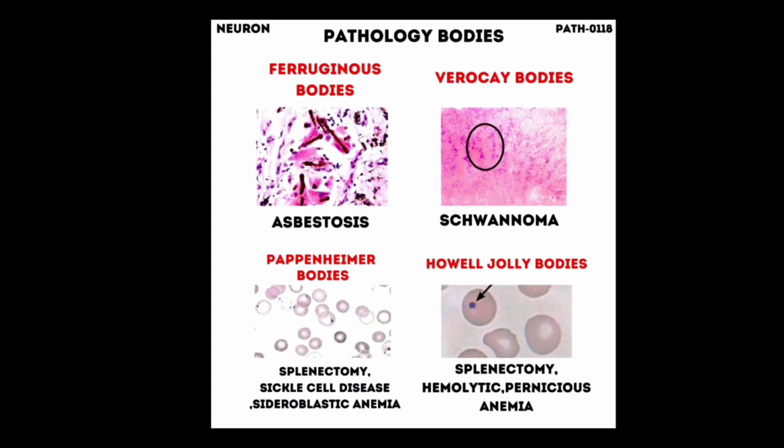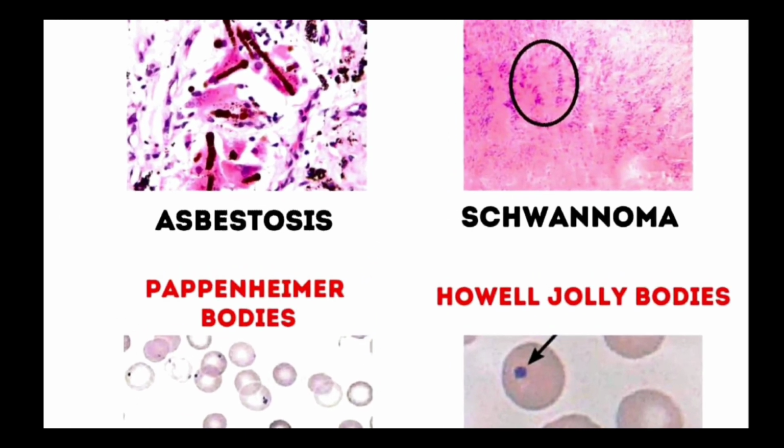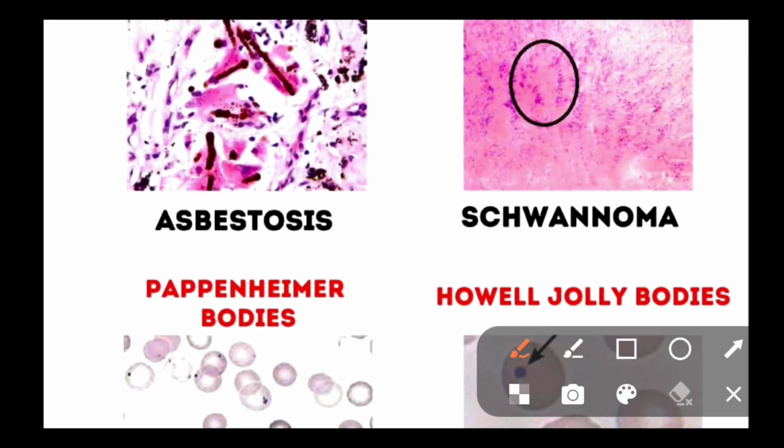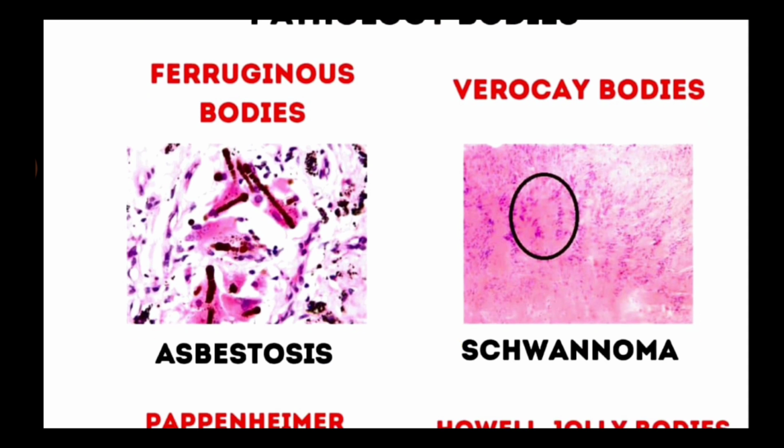Next, ferruginous bodies are seen in asbestosis. In asbestosis, we will see asbestos bodies which look like a dumbbell shape. Asbestos bodies are deposited in the lung. This is a lung specimen.